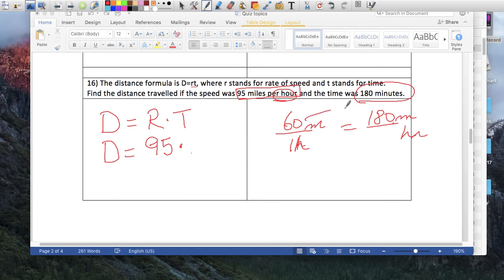Do you see a relationship? Yes, there is. 60 times what is 180? Times 3. So at the bottom would be times 3. 1 times 3 is 3 hours. So 180 minutes is the same thing as 3 hours. So you need to change that 180 to 3.